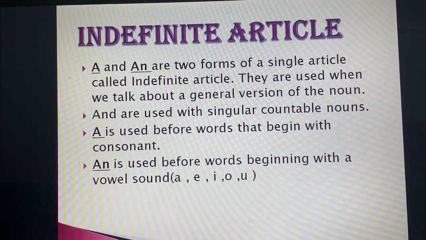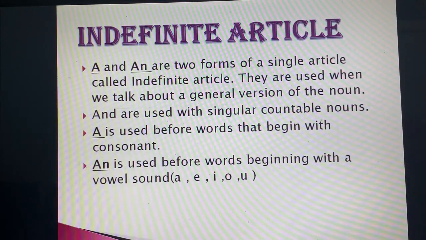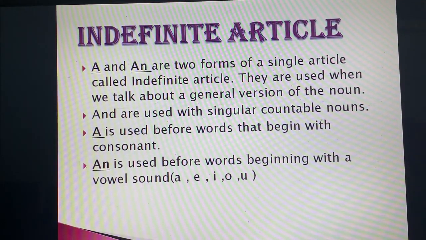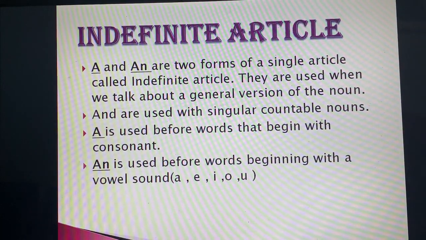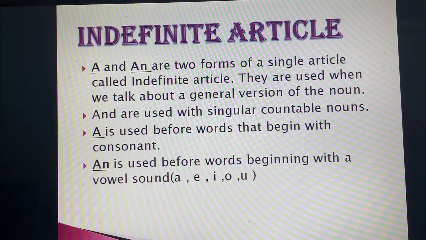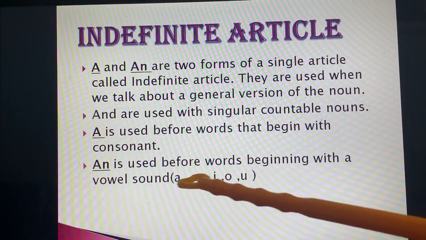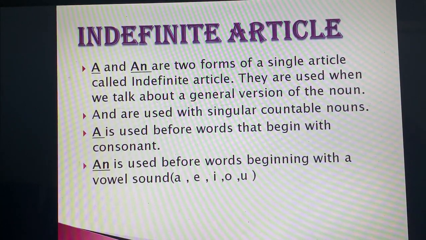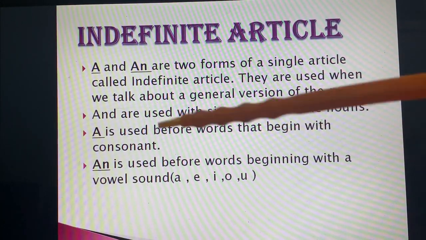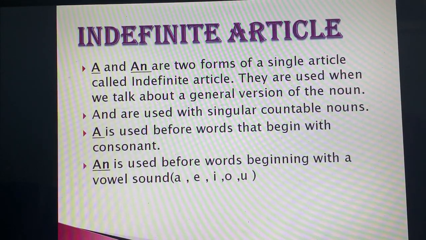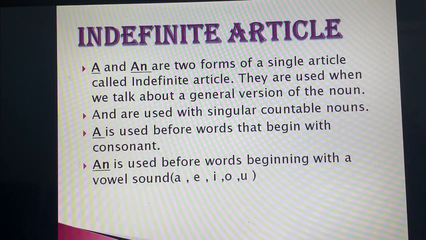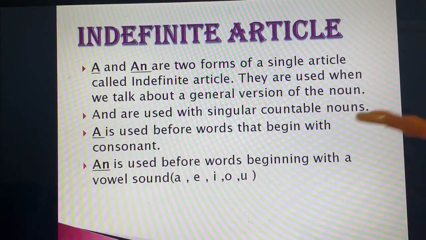Now, where do we use a? A is used before words that begin with a consonant. Now, what are consonants? There are 26 alphabets, and in that we have 5 vowels, and the rest are consonants. So the vowels are a, e, i, o, u, and the rest of the letters are consonants. So a is basically used with consonants. And next is an. Where do we use an? An is used before the beginning of a vowel sound.